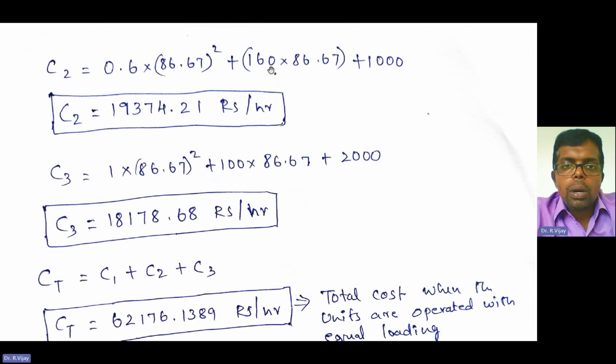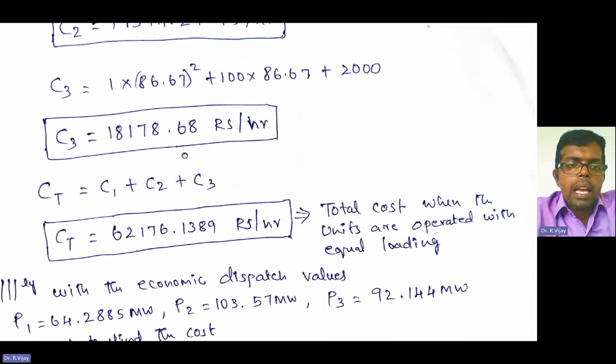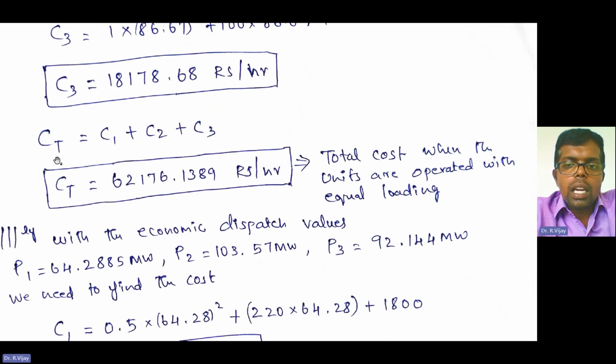Similarly, for C2 also in the cost equation, we are substituting 86.67 megawatt because P2 is 86.67 megawatt. So while substituting, we are calculating C2 as 19374.21 rupees per hour. Similarly, for C3, P3 is also 86.67 megawatt. So 1 into 86.67 the whole square plus 100 into 86.67 plus 2000. Here we are calculating C3, fuel cost 3, and we get 18178.68 rupees per hour.